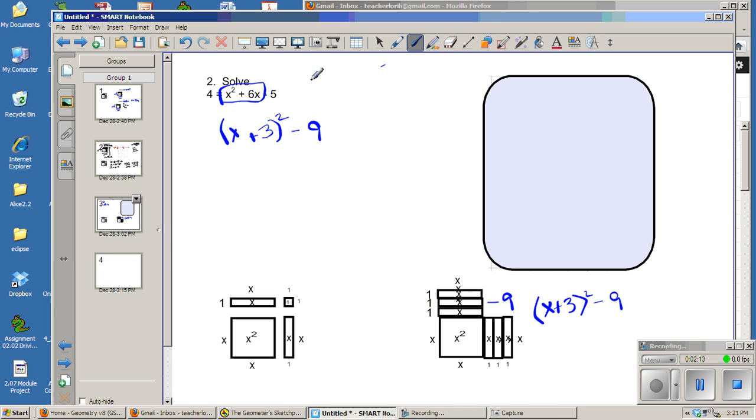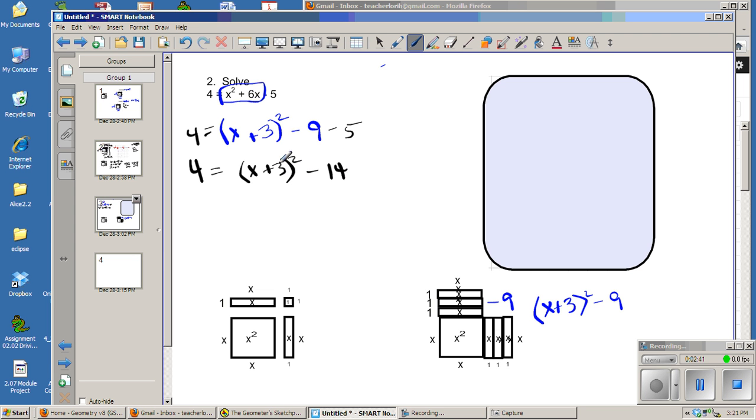But then remember, I also have that minus 5 over there. That was in the original problem, so I have to keep that there too. And that still all equals 4. So everything else stayed the same, but I rewrote this part because I want to solve this by completing the square. So I'm just going to simplify that side up a little bit. Now I have x plus 3 squared minus 14.